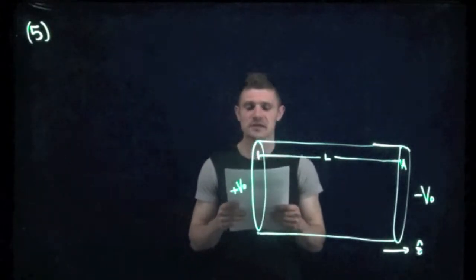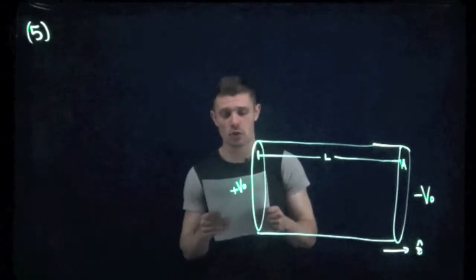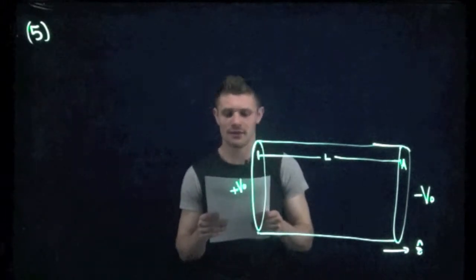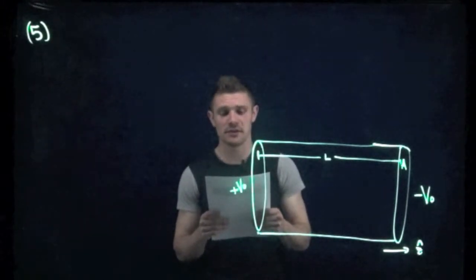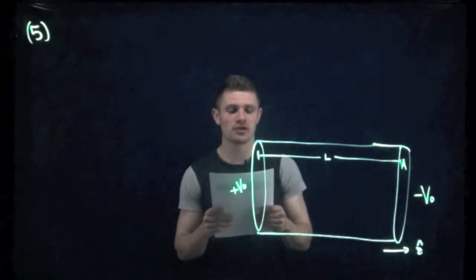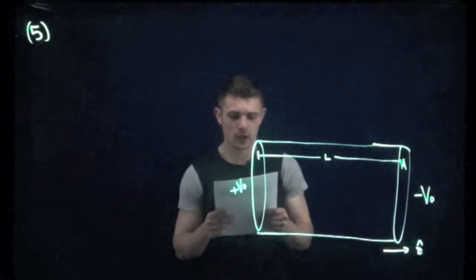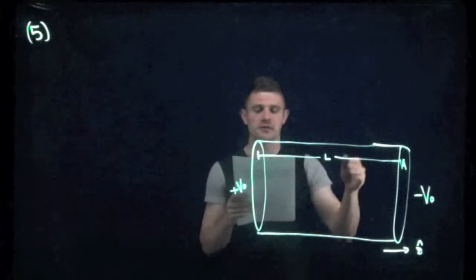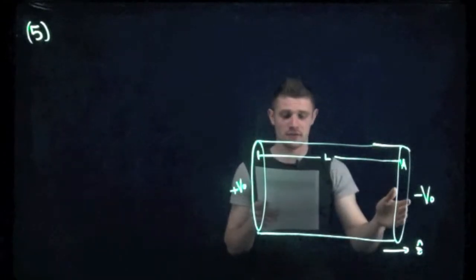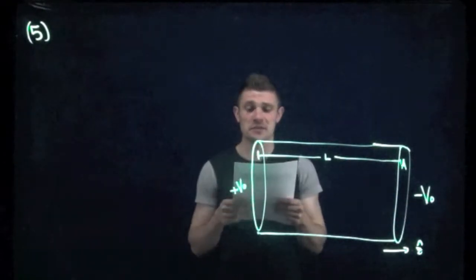Question 5 reads, a piece of wire has a uniform resistivity ρ, circular cross-section A, and length L. Nichrome's resistivity is a constant over a very wide range, and we'll call that constant ρ. The right end of this wire is held at constant electric potential V equal to negative V naught, and the left end is held at V equal to V naught.